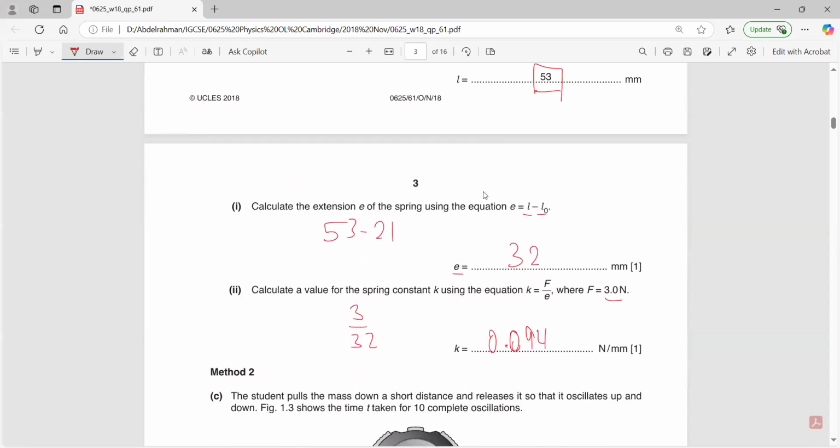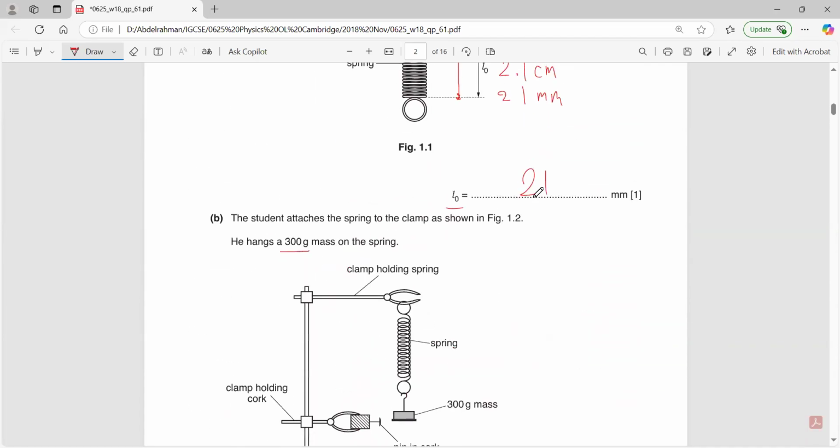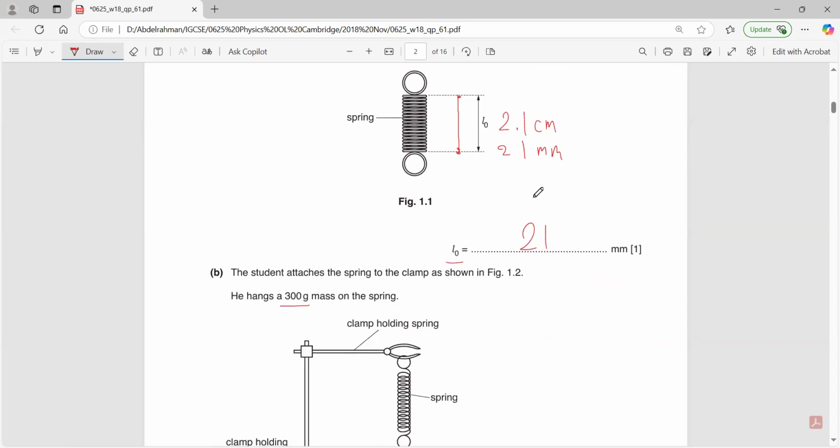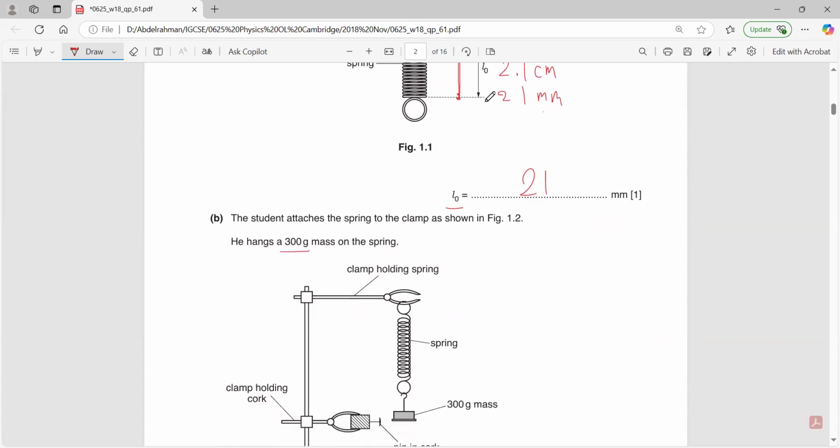What is K? K is the spring constant. Again, he is measuring the spring constant. All he did was measure the initial length using the ruler. When I measured the initial length, it was 2.1 centimeters, which is 21 millimeters. So I just wrote down 21 millimeters. This is L naught, the initial length.